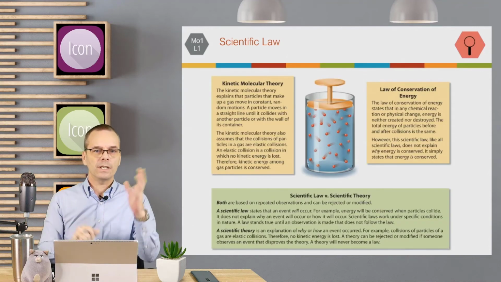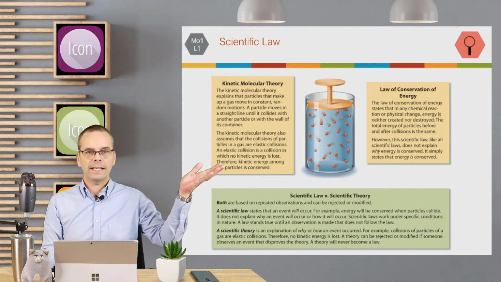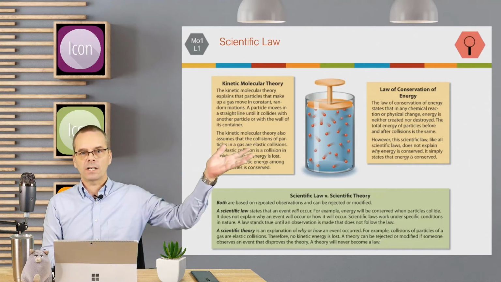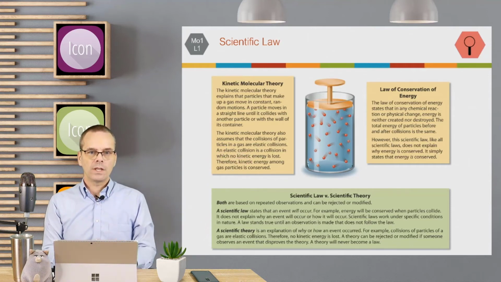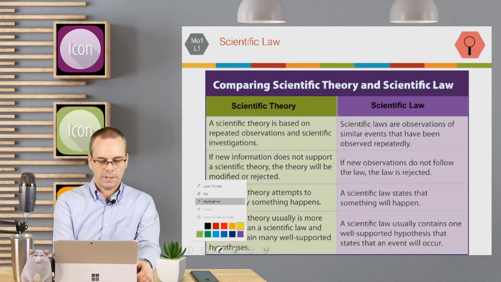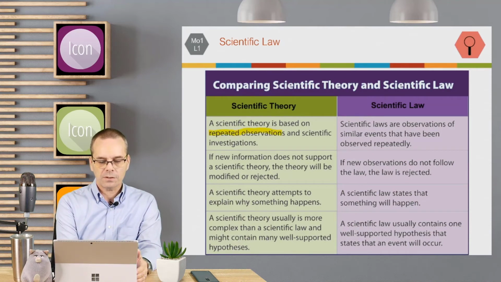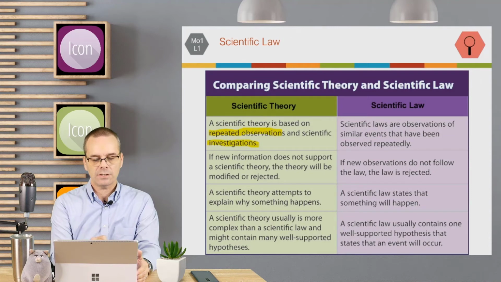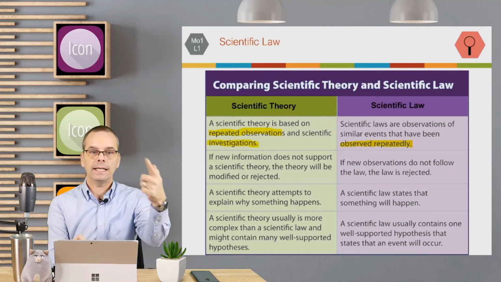Now, there are many different theories and laws, and you don't have to know them all right now. For example, there's kinetic molecular theory, there's the law of conservation of energy. You're going to go through a lot of them as you learn your science. The one thing to remember is I want you to know the difference between the two. So let's go ahead and do a little bit of highlighting. A scientific theory is based on repeated observations or investigations, or experiments, whereas scientific laws are something that is observed repeatedly again and again in nature.